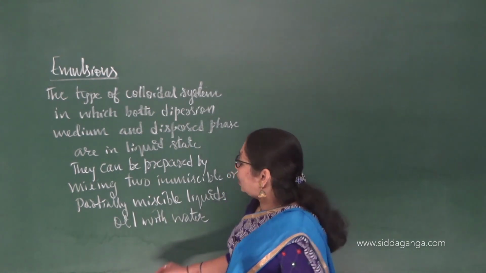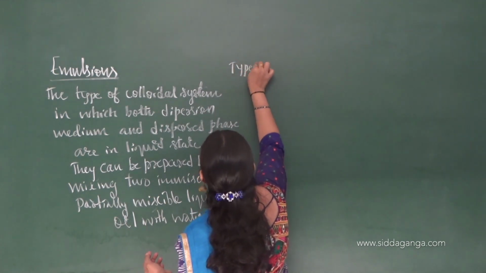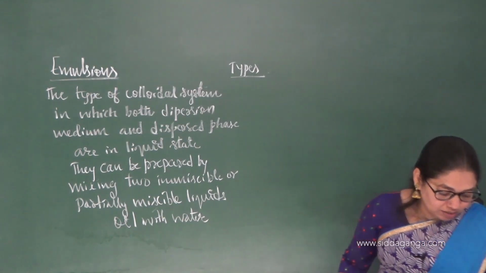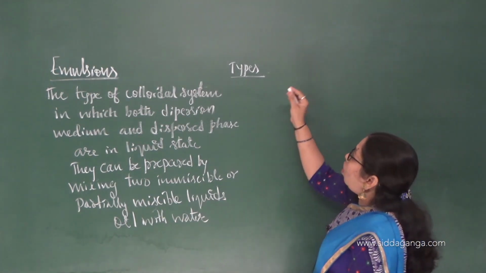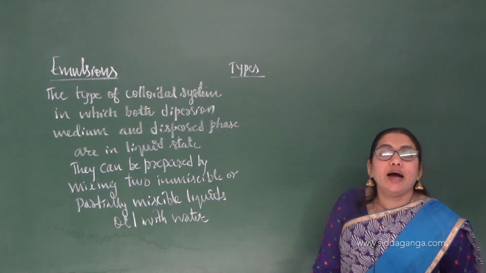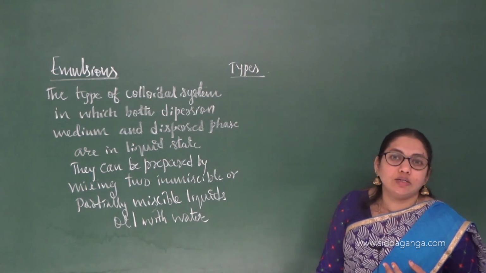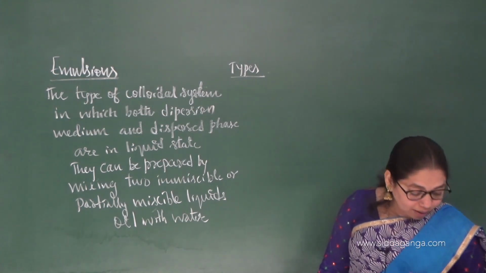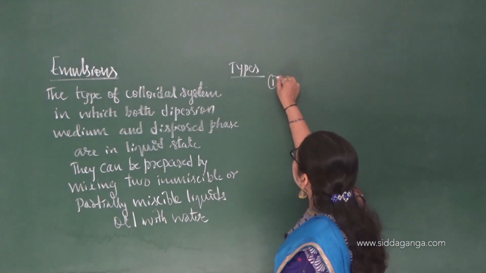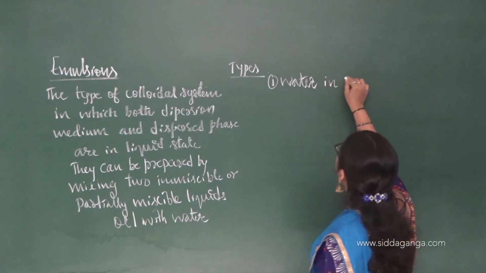Emulsions are of two types. If you take the types of emulsions, the first type is water in oil. If you take a small amount of water and add it to a large amount of oil, we say water in oil. So the first type is water in oil.